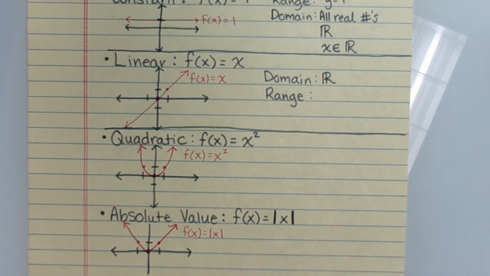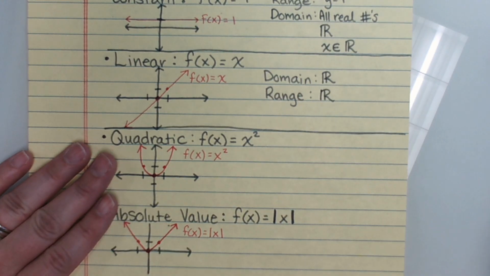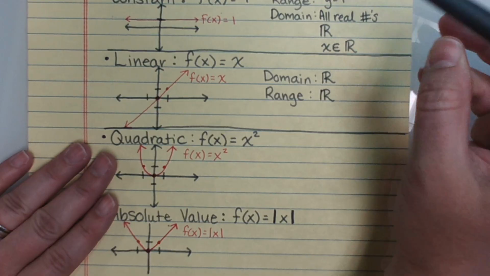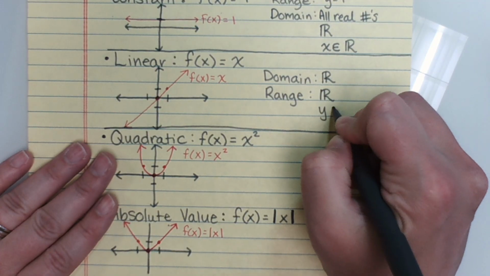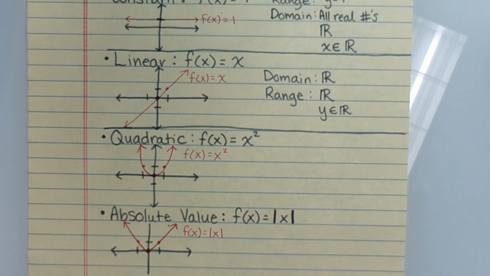Now, range outputs is the up and down of the graph. Does a linear graph go all the way up? Does it go all the way down? Yes. Are there any gaps in the middle? Or does it just keep going all the way up and all the way down? Just keeps going. There's no gaps in the middle, meaning it could be anything, also known as all real numbers. Now, if you do the fancy version of all real numbers for range, you have to say y exists within the reals, because range is y values.